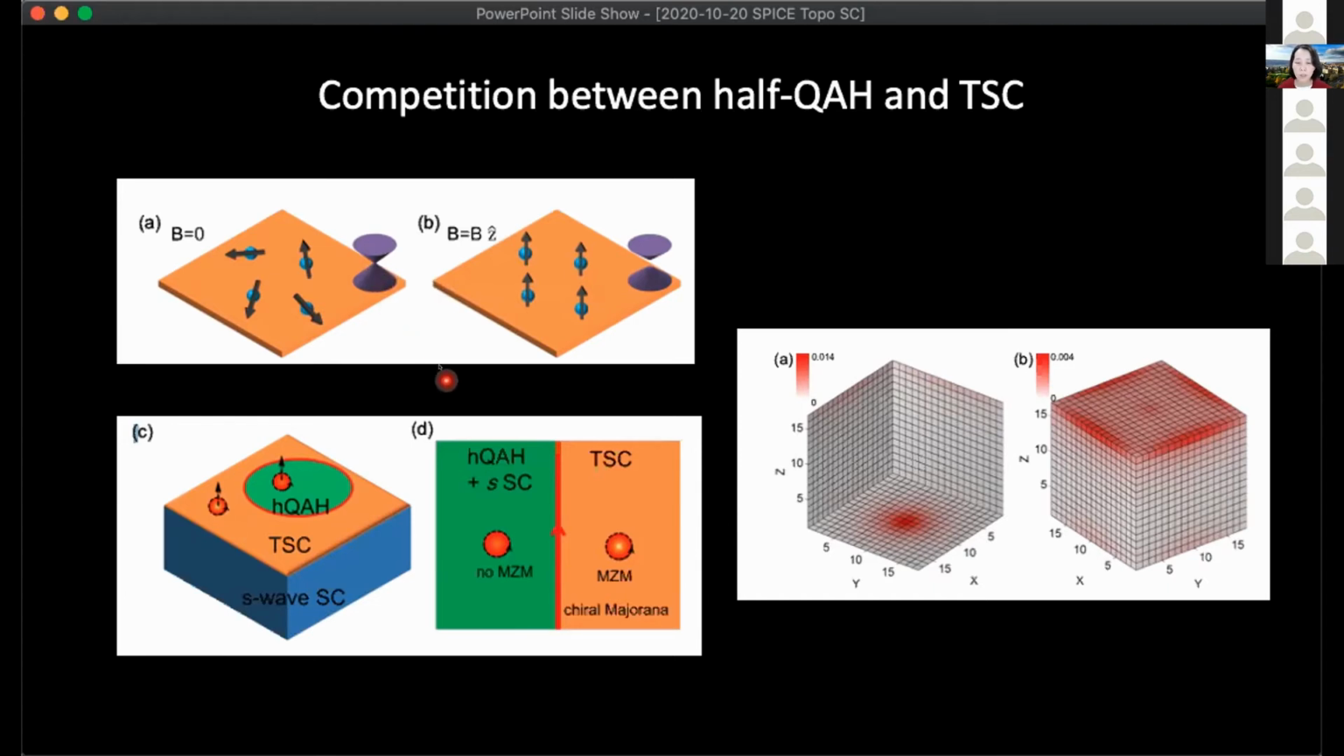So the idea is there is this gapless Dirac surface state, and in the presence of magnetic field, there are two ways in which the surface state can be gapped. One is for it to form a superconductor, a topological superconductor, and the other would be to form a half quantum anomalous Hall state, influenced by the exchange field.